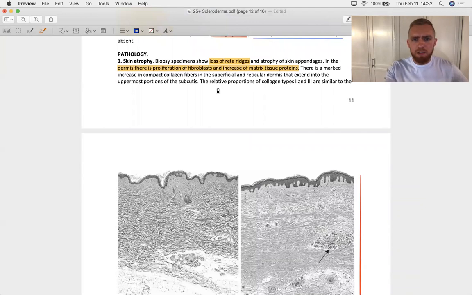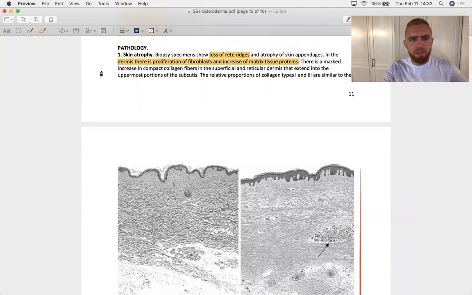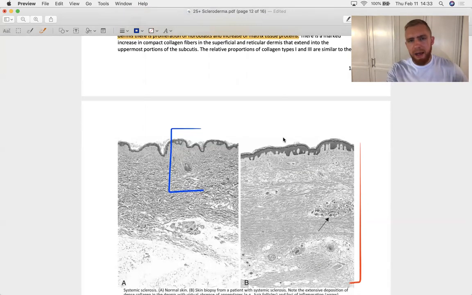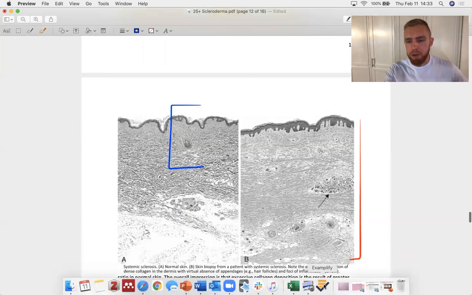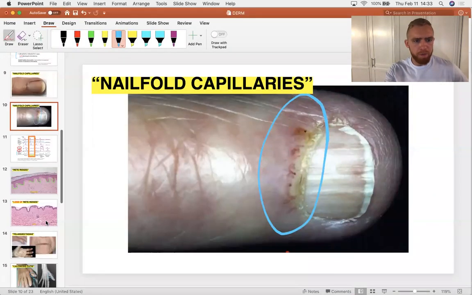Let's talk about something else I think is particularly testable. You lose the rete ridges in the skin, and they might want to say, what do you see on the skin biopsy of this patient in scleroderma? You know, it's not a tough question. But it's something that you have to know the particular answer to. So what are rete ridges and why do you lose them? Let's look at some photos.